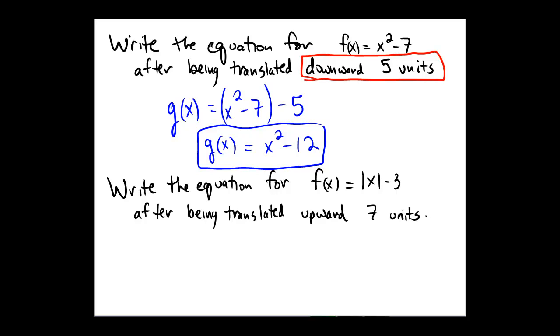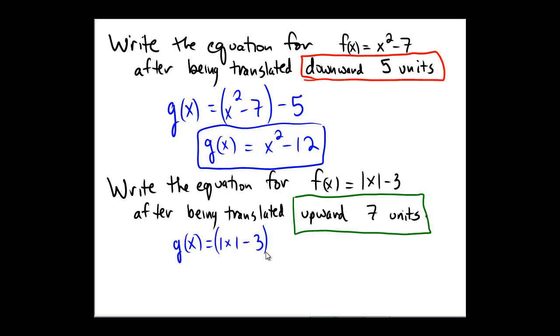Write the equation for absolute value of x minus 3 after being translated upward 7 units. Just based on the previous example, if downward was to subtract 5, do you have a guess what upward is going to be? You probably are right. g of x is going to be equal to the original function, absolute value of x minus 3, but then because of the upshift by 7, we simply add 7 onto the end.